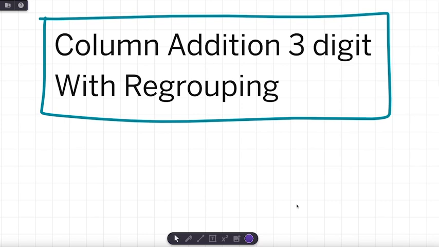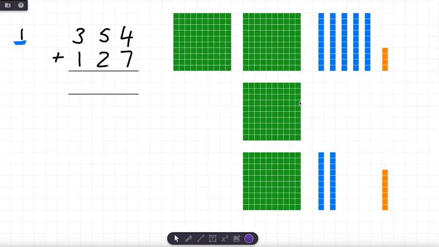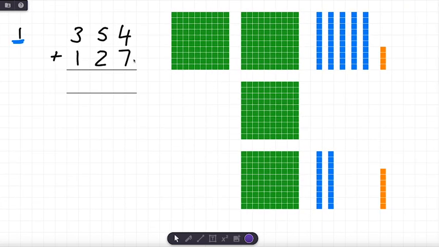In this video we're looking at column addition with 3-digit numbers and with regrouping as well. So let's get straight into the first question. Here's our first question. We have 354 plus 127.